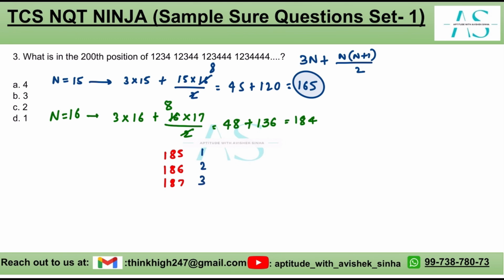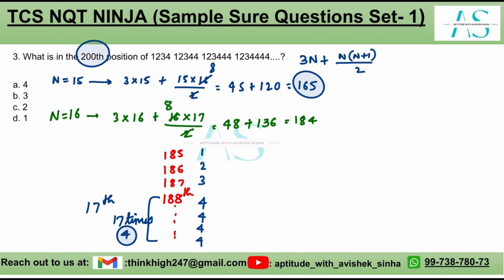Now, from the 188th term onwards, it would be only 4, 4, 4, 4, 4. And you can see clearly, since we are looking at the 17th term, it will have 17 times 4, right? And 17 times 4 naturally will take up the 200th position being 4.